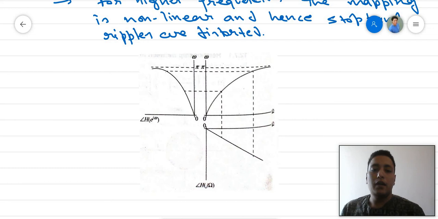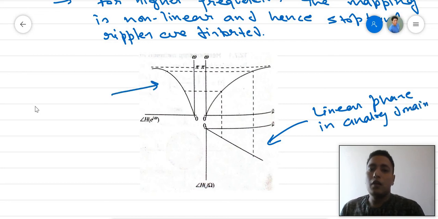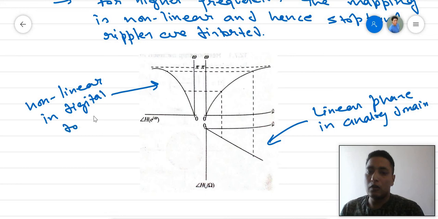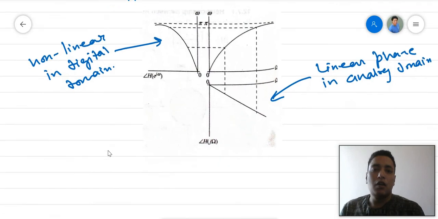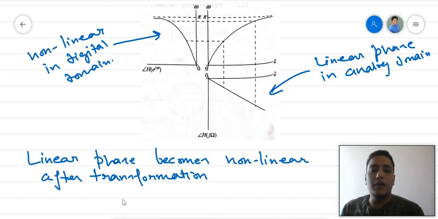We have provided a linear phase in analog domain, which comes out to be non-linear in digital domain. That means the phase part is distorted. Now we know linear phase becomes non-linear after transformation.